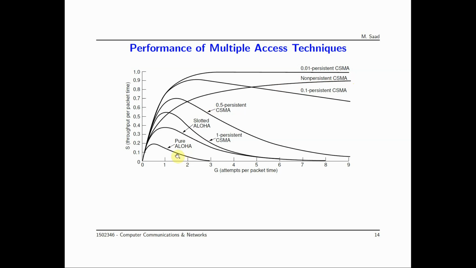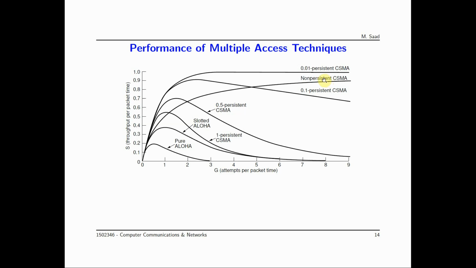So as you notice, pure Aloha, slotted Aloha is better. One persistent is better. Non-persistent is even better in terms of the throughput. However, of course, as we have understood, non-persistent also comes with a delay problem. It has a longer delay.